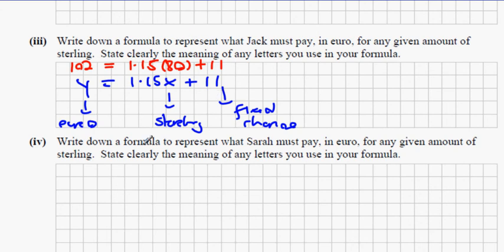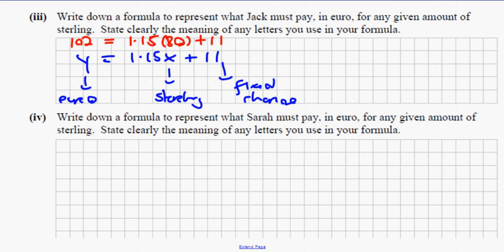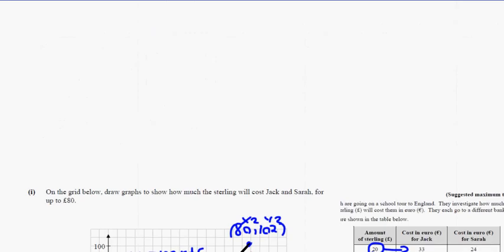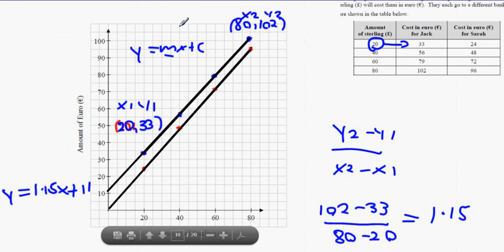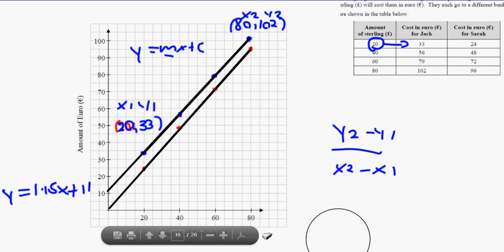Okay. Write down the formula to represent what Sarah must pay in euro for any given amount of sterling. State clearly what the meaning of any letters you use in the formula. So we're going to estimate the equation of the line for Sarah's one. For Sarah's one, we're going to get the slope, and then we're going to use the formula y equals mx plus c.